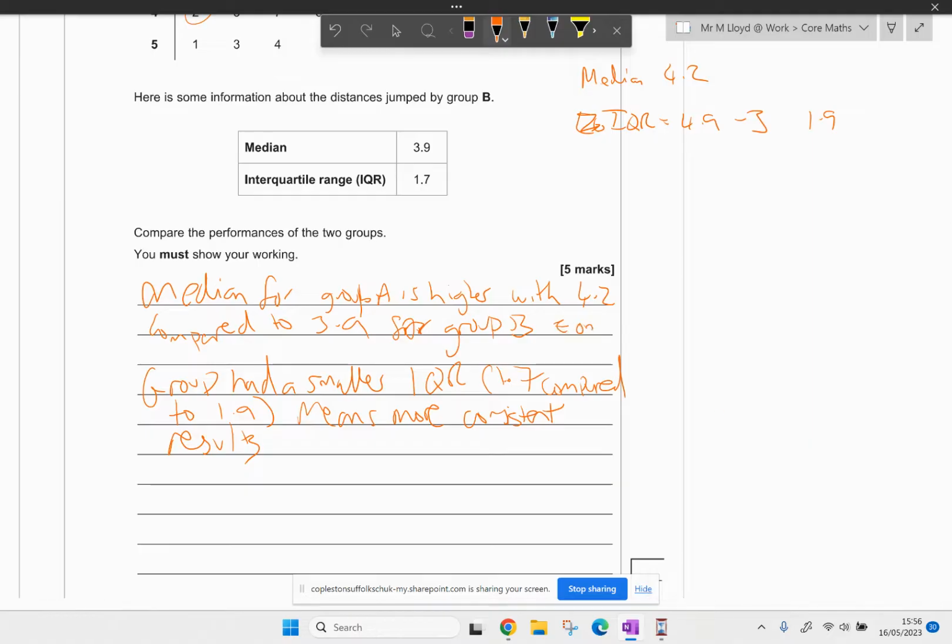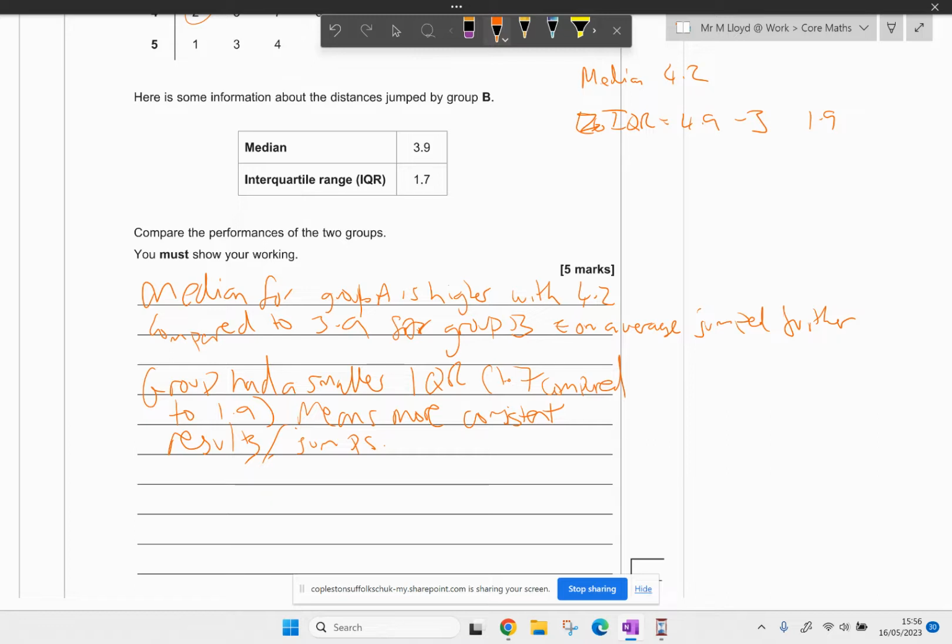So on average, jumped further. I'd probably include the context. To be fair, it is about jumps, isn't it? Distance jumped, and then this one means more consistent results. Jumps. Okay. Fantastic. And that's what they're looking for.